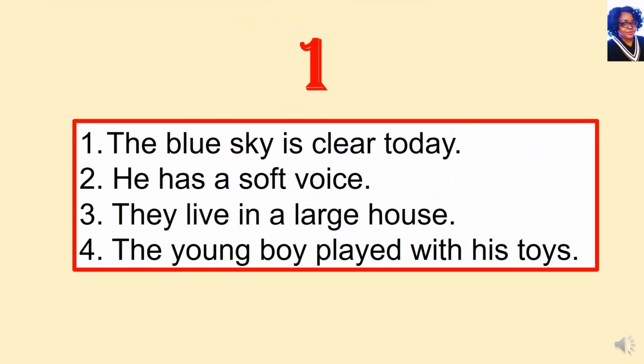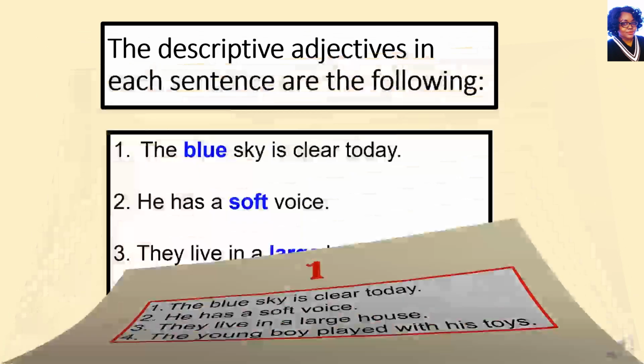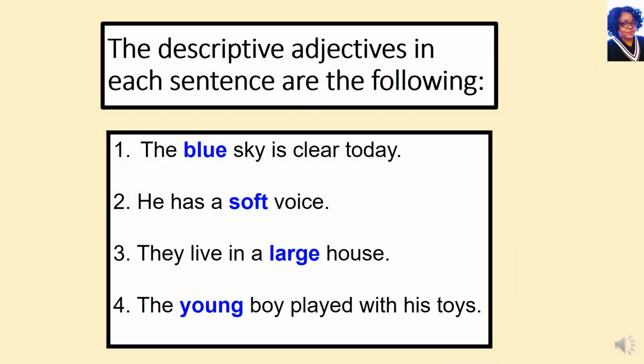All right, time is up. Let's go over the answers. The descriptive adjectives in each sentence are the following. Number 1, blue. Number 2, soft. Number 3, large. Number 4, young.